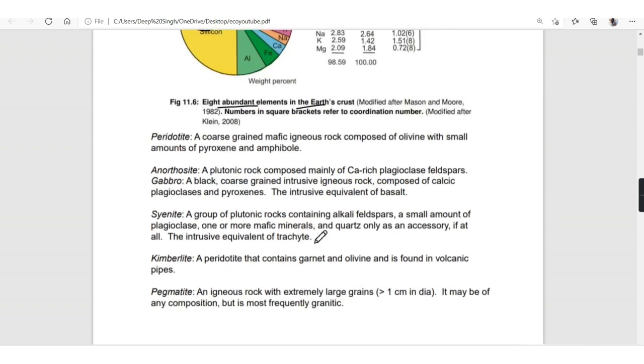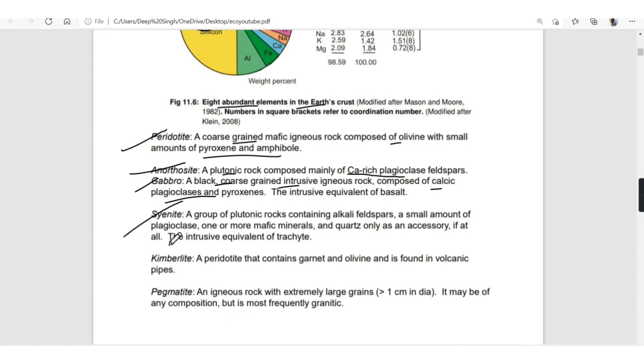So in this video we will see various rock types. Let's get familiar with it. Peridotite is a coarse grained mafic igneous rock composed of olivine with small amount of pyroxene and amphibole. Okay, what is anorthosite? Of course, it is a calcium-rich plagioclase feldspar. It is again a plutonic rock. And what is gabbro? It is a coarse-grained intrusive igneous rock composed of calcic plagioclase and pyroxene. And its extrusive equivalent is called basalt.